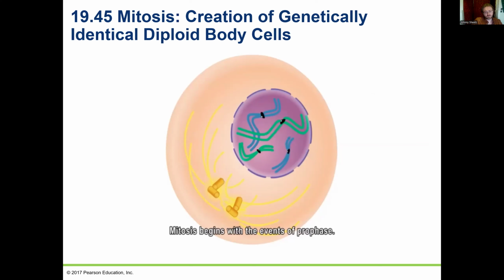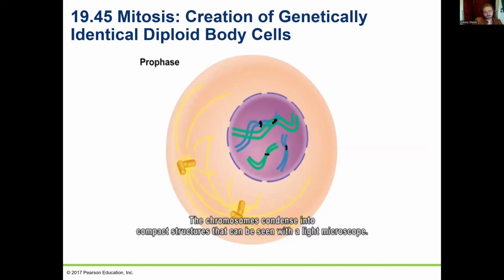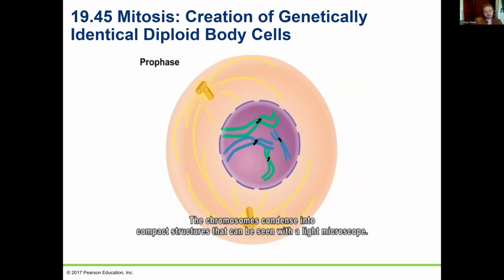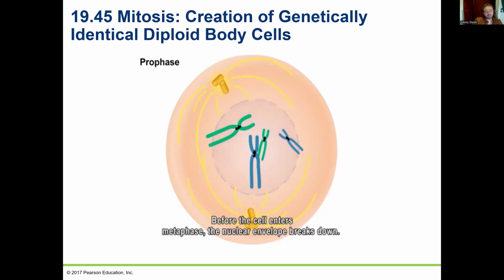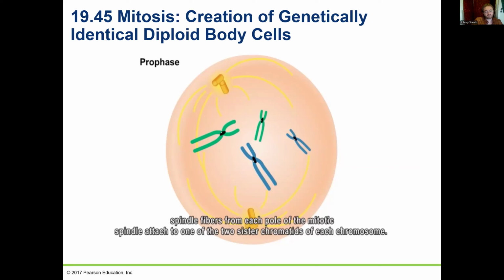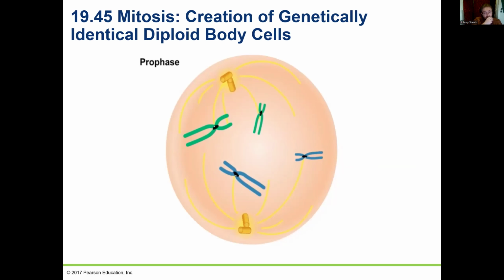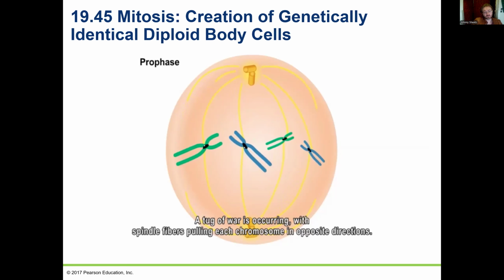Mitosis begins with the events of prophase. In the cytoplasm, prophase is marked by the formation of the mitotic spindle, assemblies of microtubules emanating from each centrosome. The chromosomes condense into compact structures that can be seen with a light microscope. Before the cell enters metaphase, the nuclear envelope breaks down. After the nuclear envelope is disintegrated, spindle fibers from each pole of the mitotic spindle attach to one of the two sister chromatids of each chromosome. A tug-of-war is occurring, with spindle fibers pulling each chromosome in opposite directions.